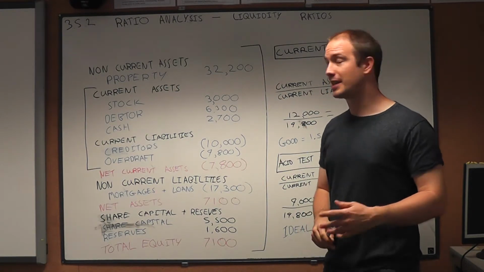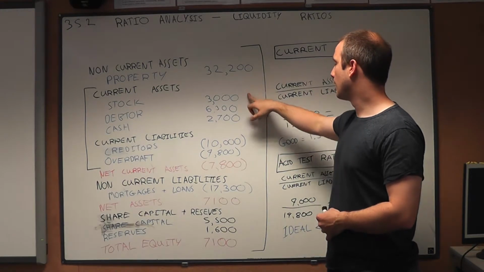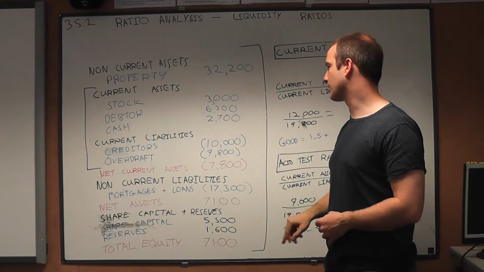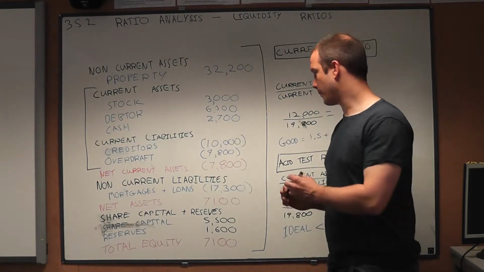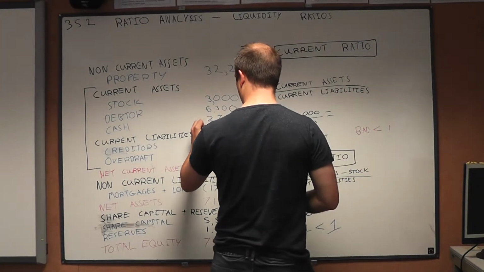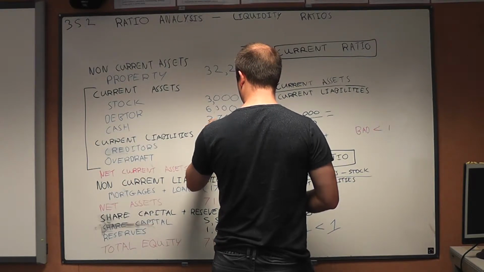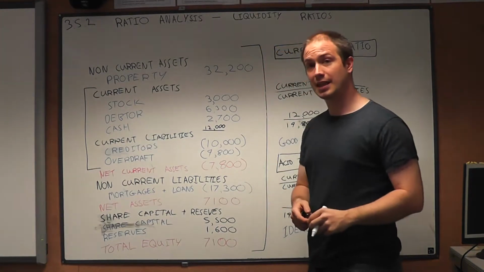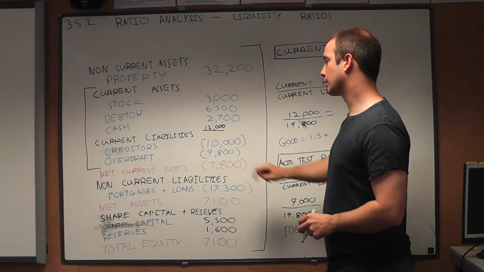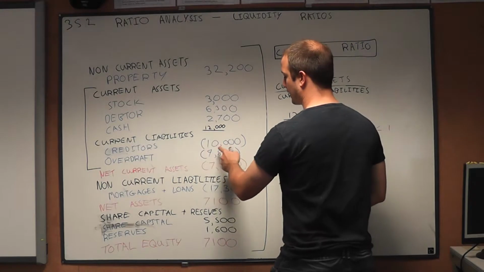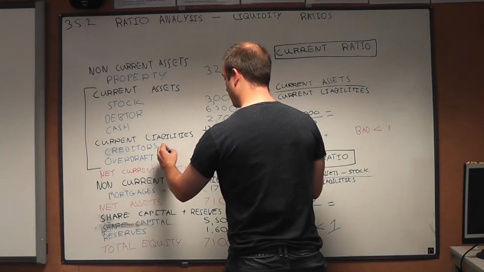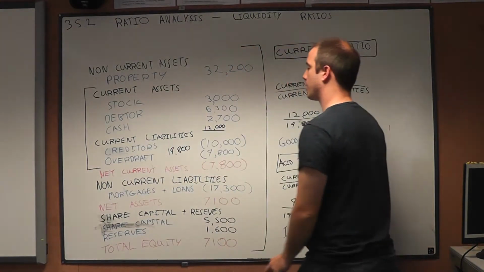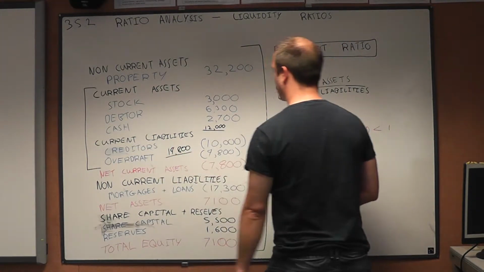And we need to add these up. So if we take our 3,000, our 6,300 and our 2,700, we know we have £12,000, or 12,000 million, worth of current assets. But we also need to have the sum of our current liabilities. So add these up here, which gives us £19,800 worth of current liabilities.